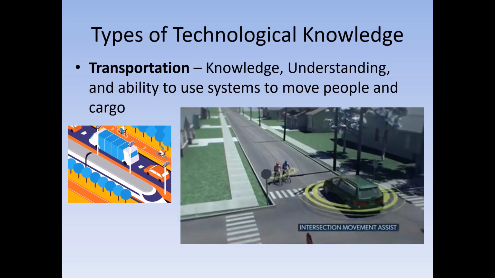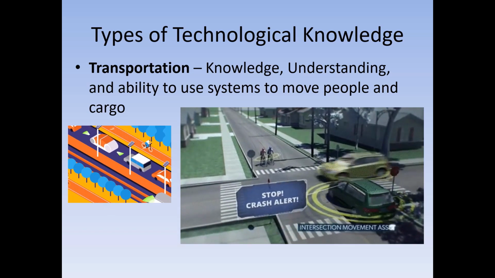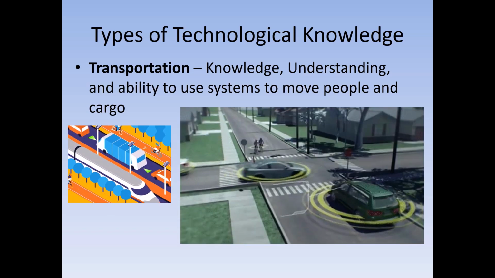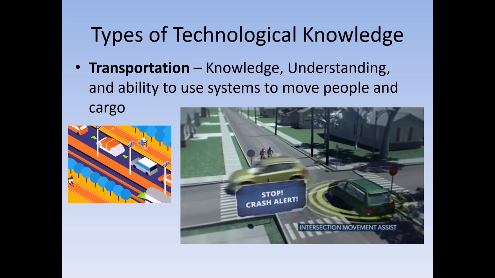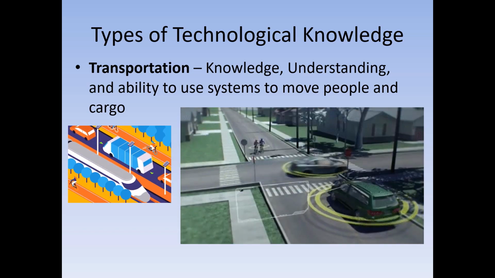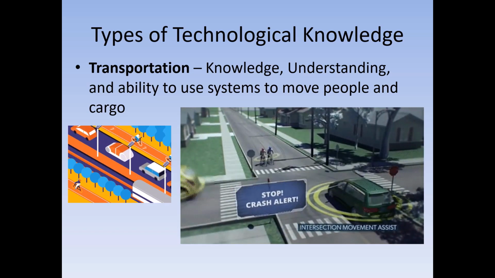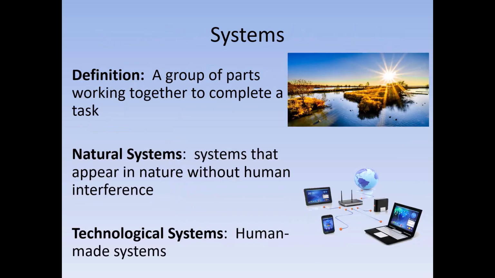Now, previously we were talking about knowledge, understanding, and ability to use systems. Well, you might have been wondering, well, Mr. Wilson, Mr. Deke J. Will, what are these systems that you're talking about? Well, I'm glad you asked. So let's talk about these systems. So systems are defined as, and again, please make sure you write this down, a group of parts working together to complete a task. So it's parts of something that are working together.